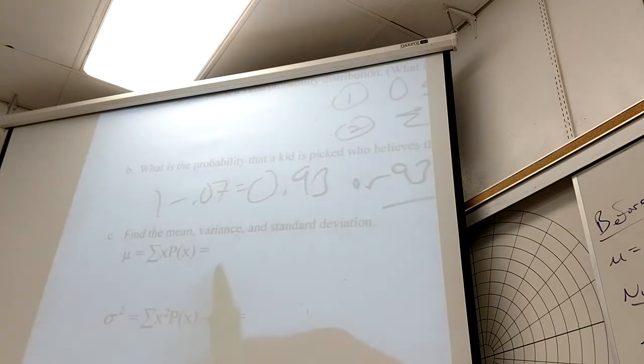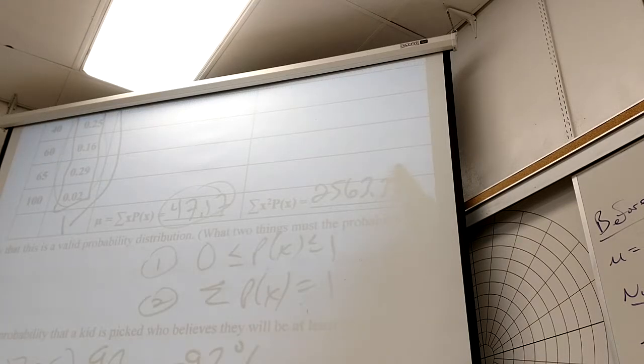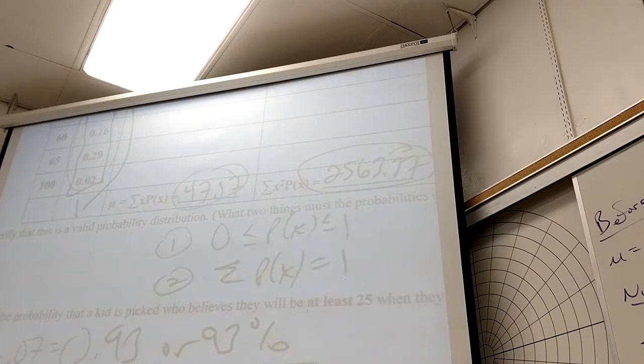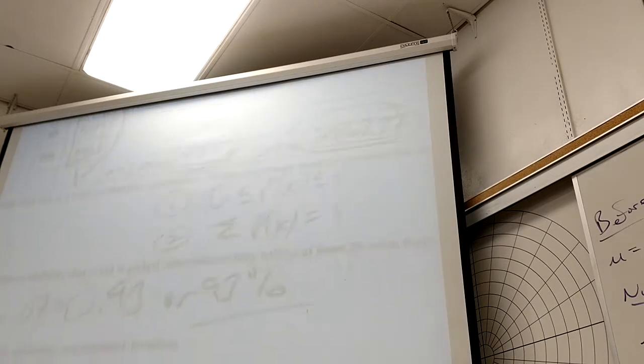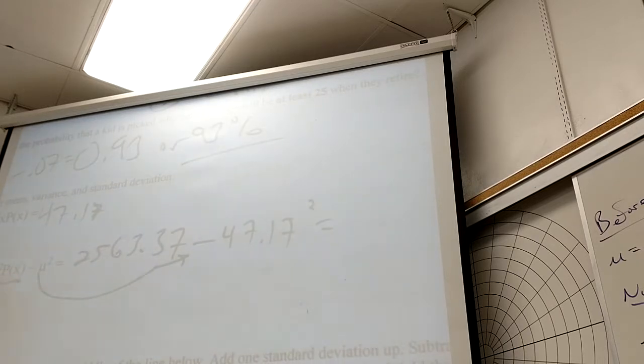And here we already get the mean. What was the mean? 47.7. And here we know this, that is this number here, 2563.37 minus the mean squared. So minus 47.17 squared. So the variance comes out to be something.